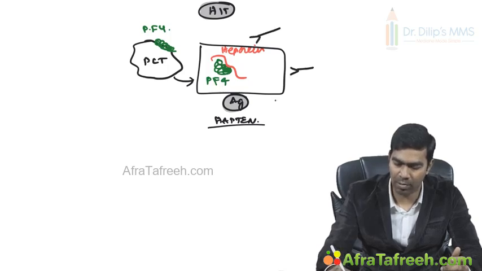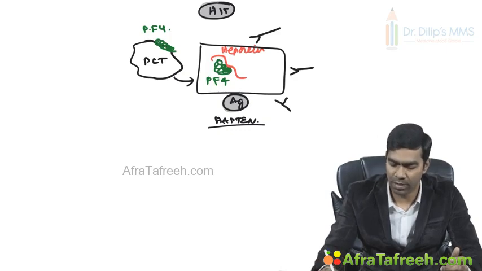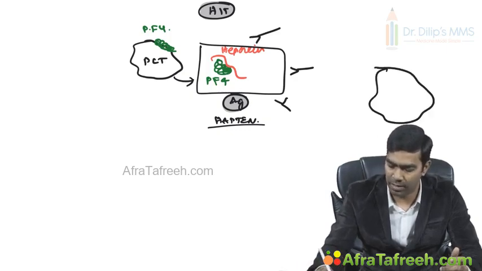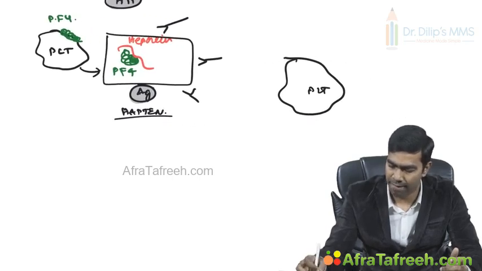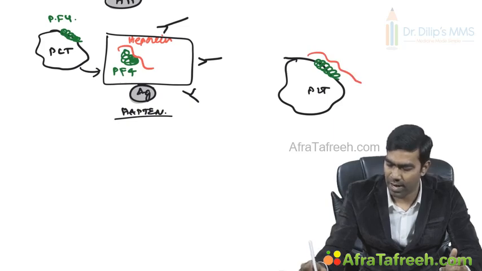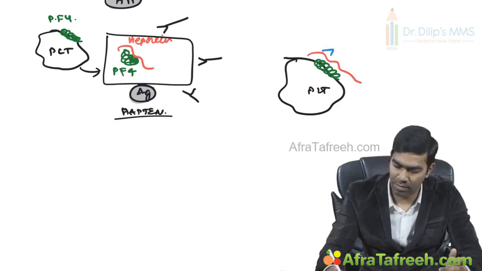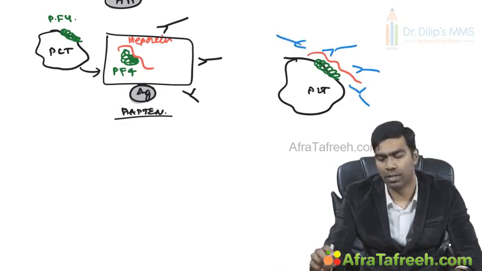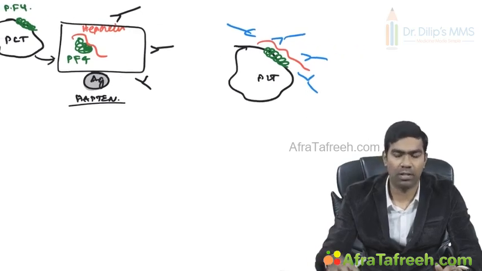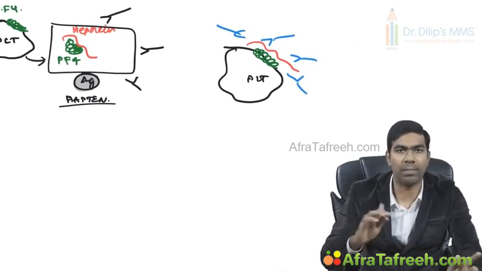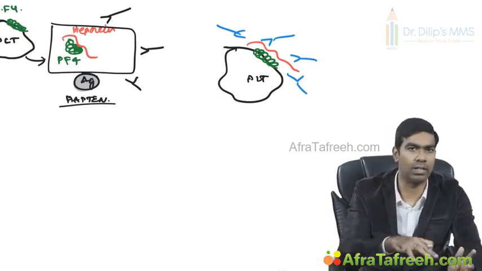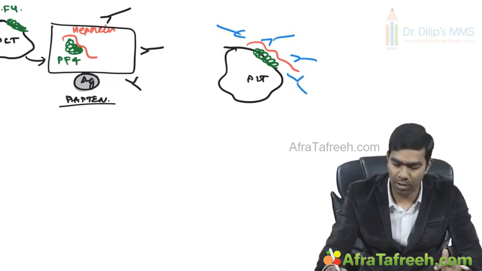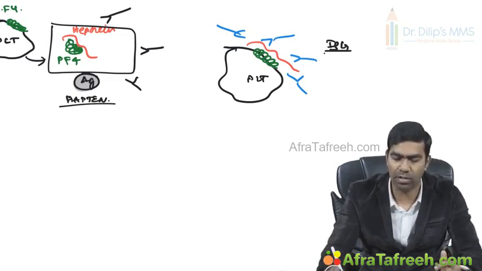You are going to generate antibodies against this heparin platelet factor 4 complex, which means now you can tell, this is the platelet, and you have this heparin, this platelet factor 4, and you are going to develop antibodies against them. These antibodies are directed against the heparin platelet factor 4 complex, not against platelet factor 4, not against heparin. That's also very important. These antibodies, you know very well, are typically IgG antibodies usually.